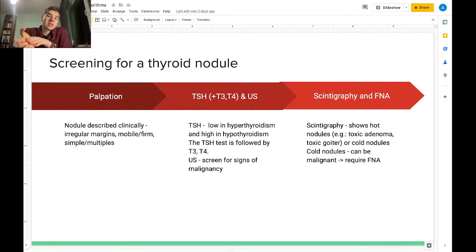Now, the last step is represented by scintigraphy, as we discussed before, with hot and cold nodules. And the cold nodules, as they can be malignant, require FNA. Are there any questions on the topic?